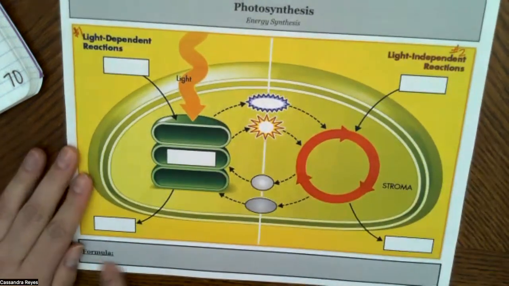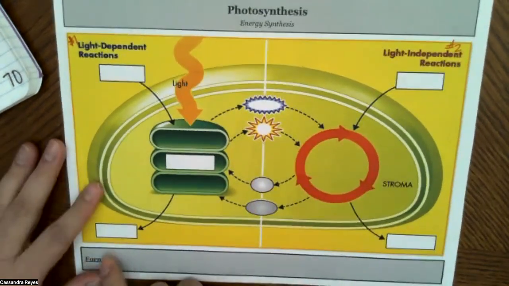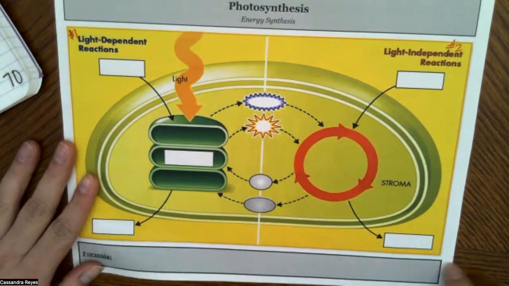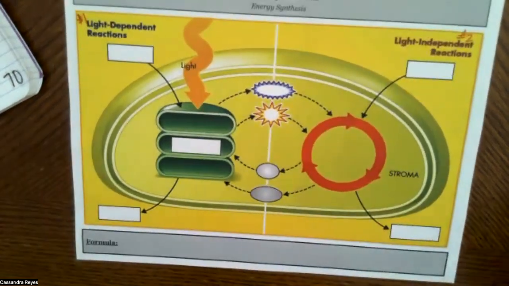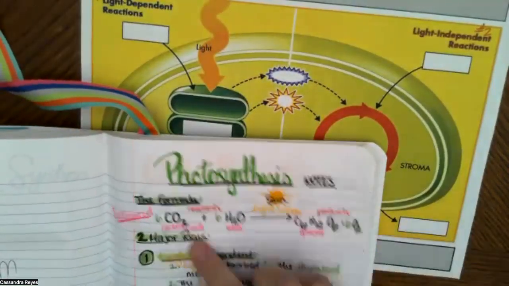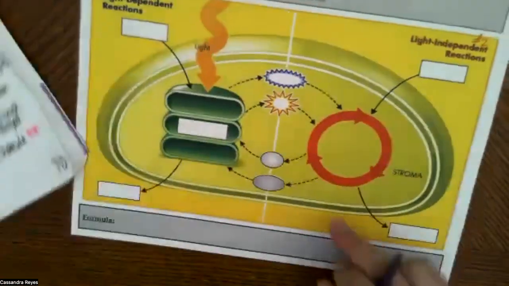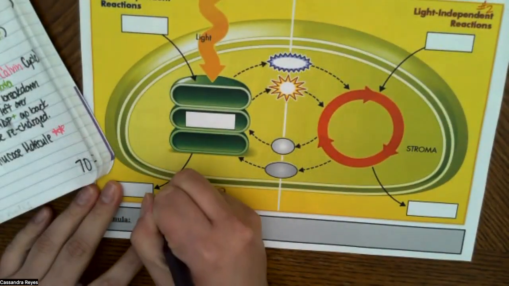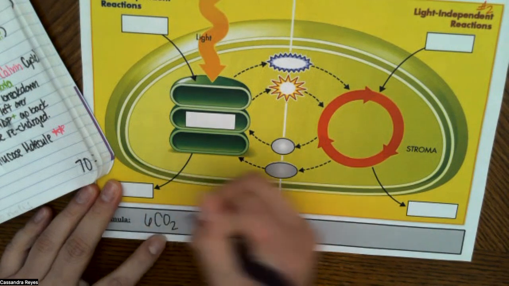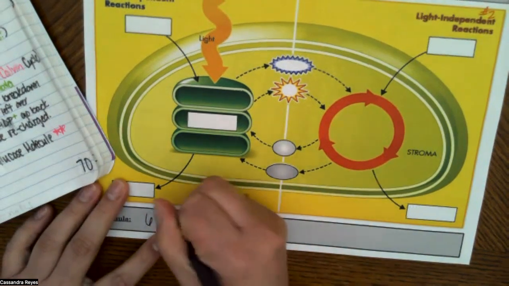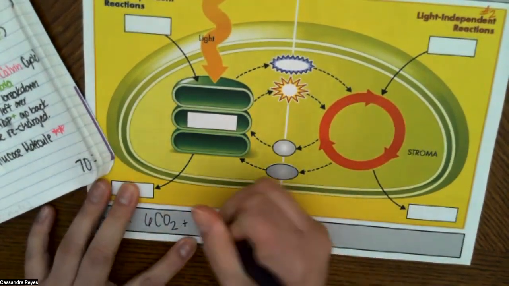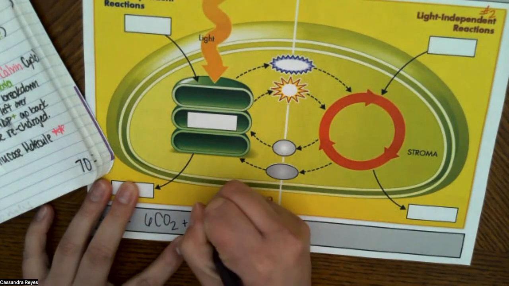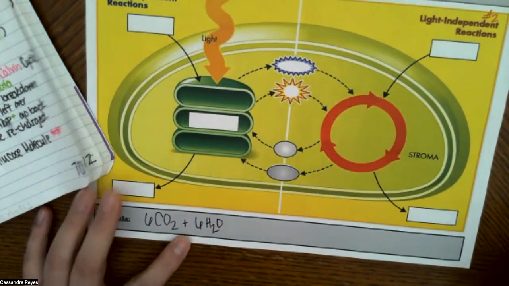The other thing that I'm going to go ahead and take a pause to do right now is fill out my formula here. So let's copy that over from my notes. Look right here. Oh, look, so simple. So I'm going to copy this over here. So basically what we're going to have is 6 CO2. All right. And that is going to be added to 6 molecules of water, H2O. Okay.